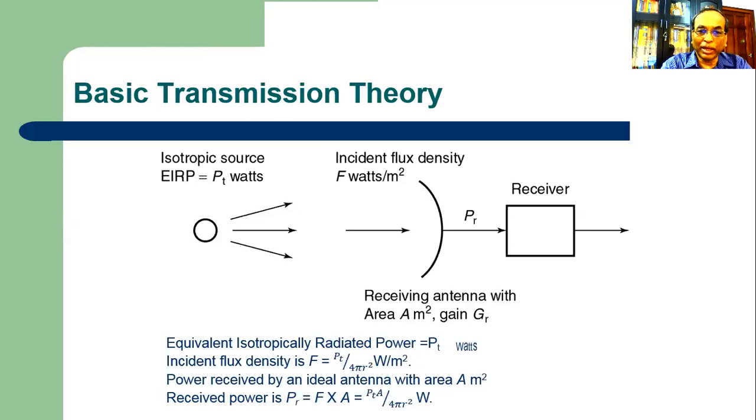Power received by an ideal antenna with area A square meter. So the received power PR equals flux density multiplied by the area of the antenna, which is equal to PT A divided by 4 pi r square watt. This much power is accepted by the receiving antenna, and that power PR is fed to the receiver, the low noise amplifier of the receiver.